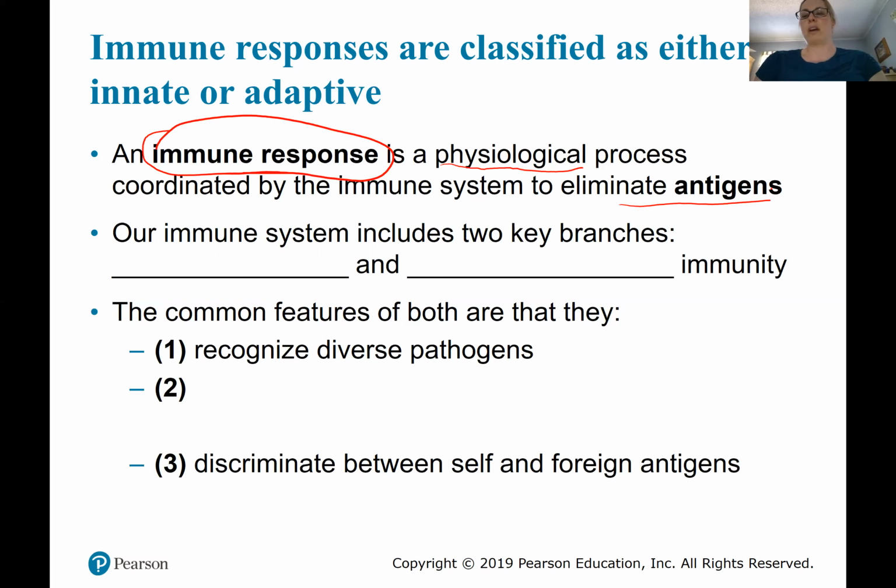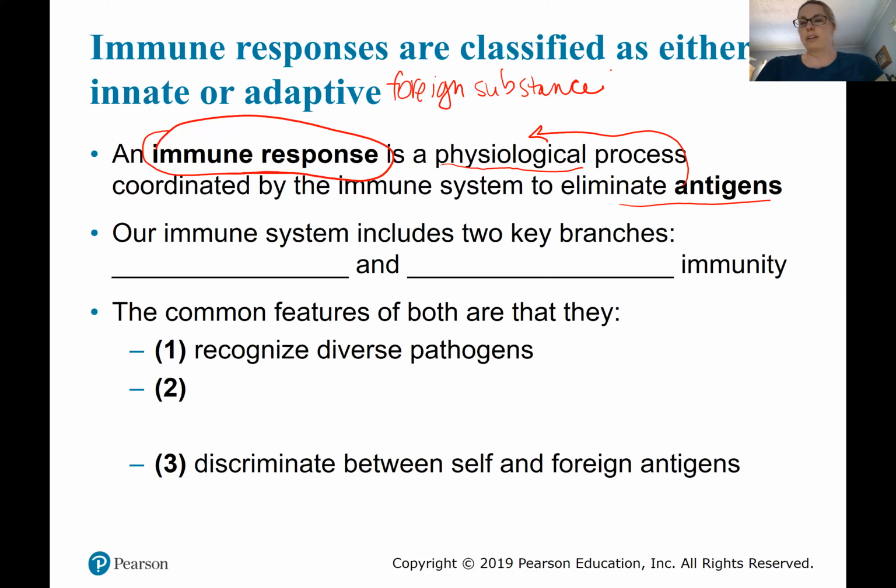And those foreign substances will have on them what are called antigens. And so this book defines antigen as a foreign substance. Okay, so anything that's foreign. So the immune system is going to be going around looking for things that are self, that should be there, and then it'll also be looking for things that are foreign, things that should not be there.